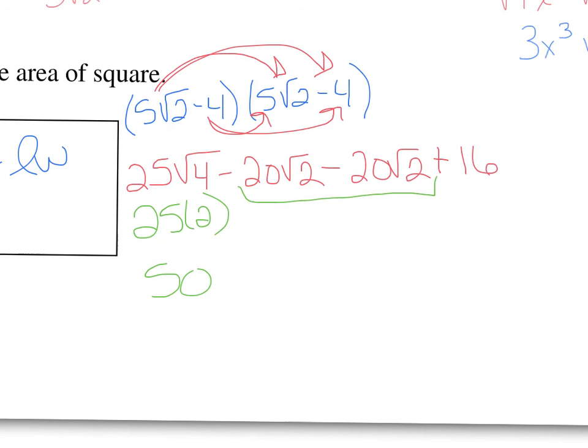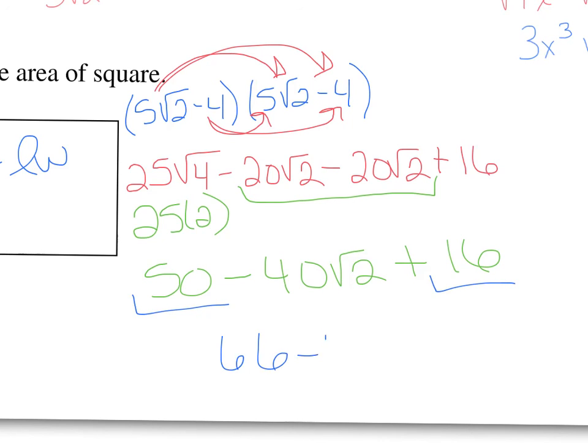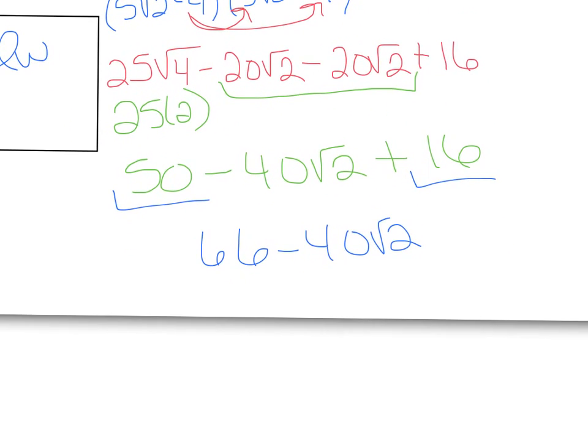These are like radicals, so we can add them together. Negative 20 make negative 40. And then we have the plus 16. So don't forget, the 50 and the 16 are like terms, so we can add them to make 66 minus 40 square root of 2. And since this is area, we need to put some units on. This will be square feet, since it's area.